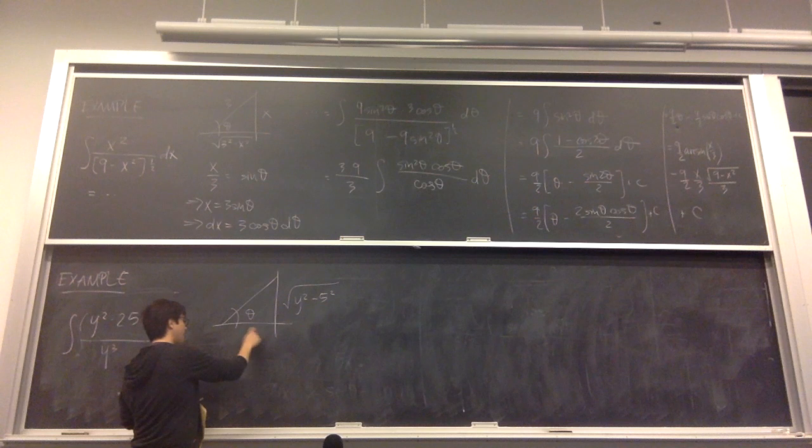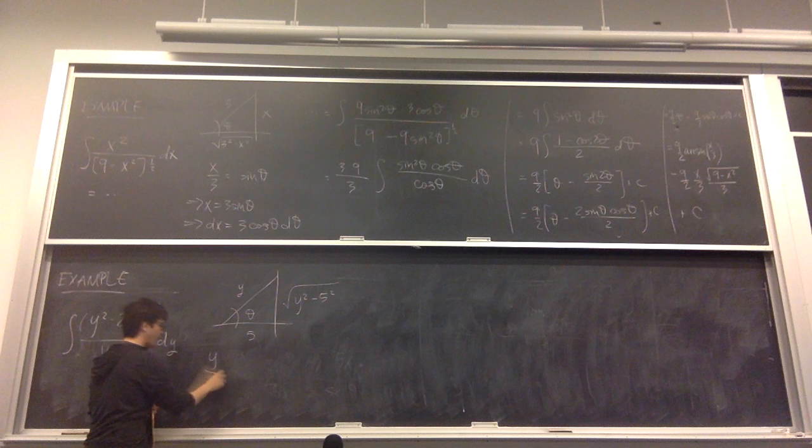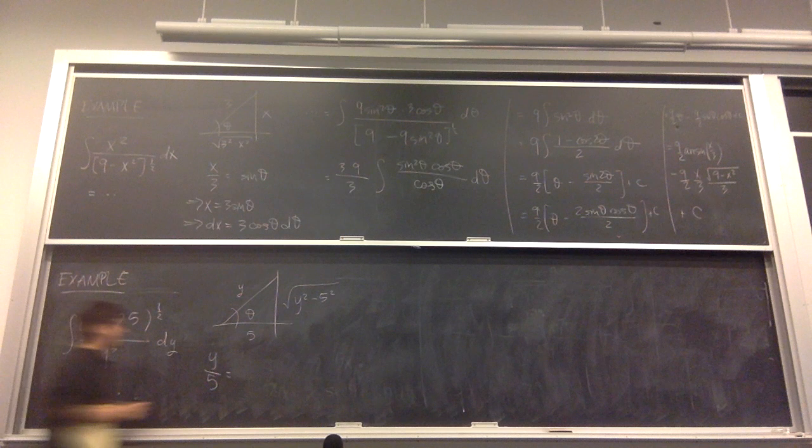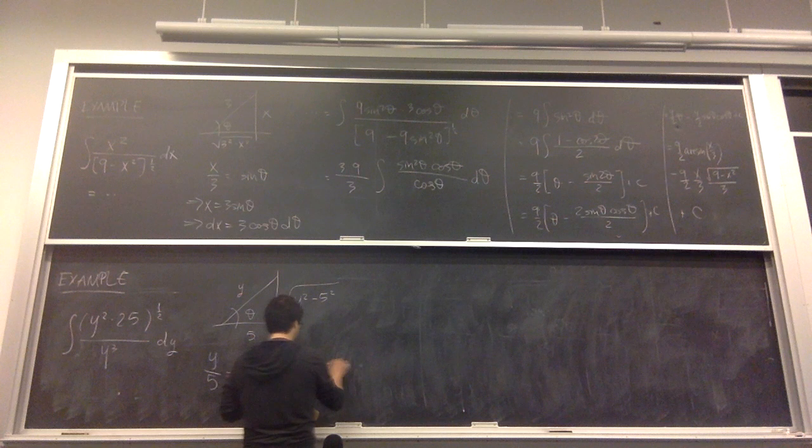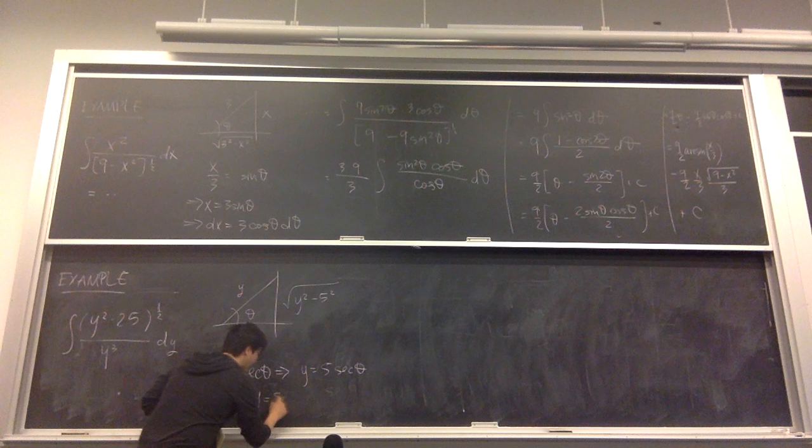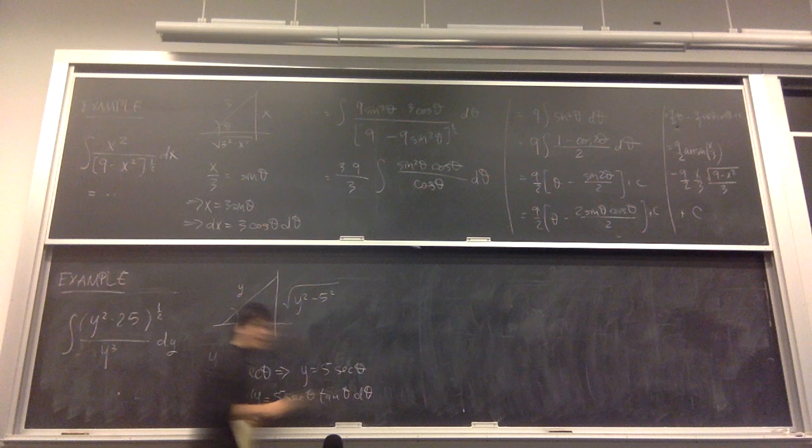Y. Okay. So I want to isolate y, so I'm going to need the identity for y over 5, which is what? Secant theta. Which means that y is 5 secant theta, which means that dy is 5 secant theta tan theta d theta, which means that I can rewrite this as what?